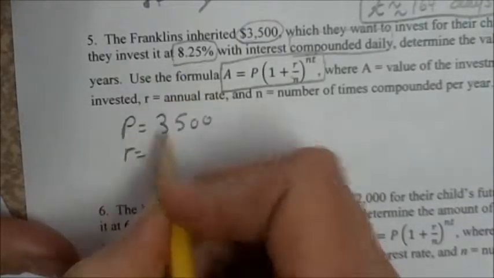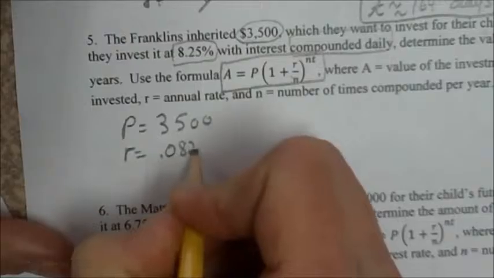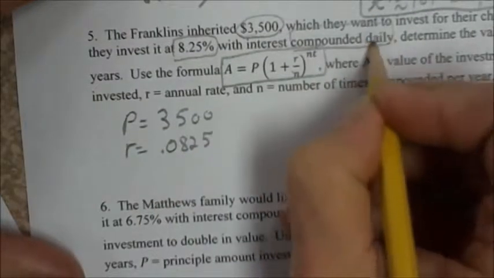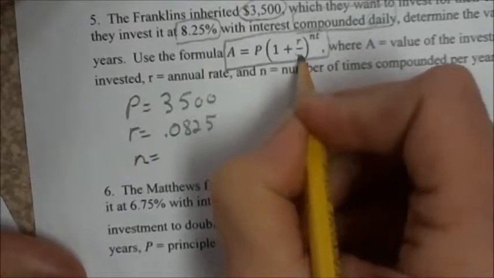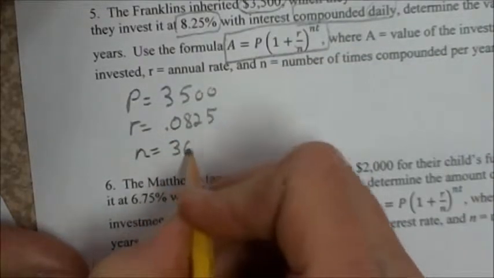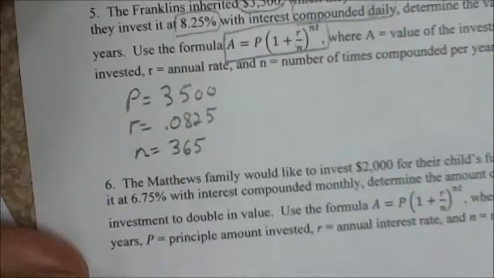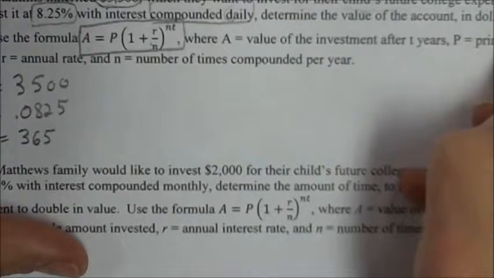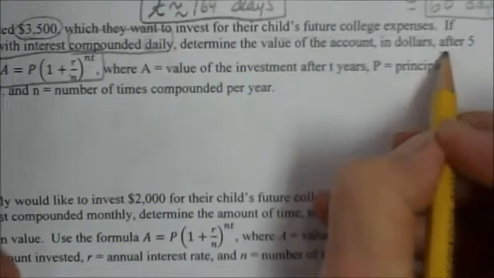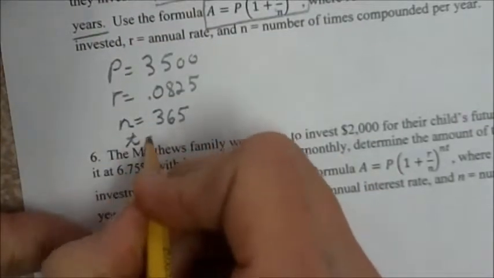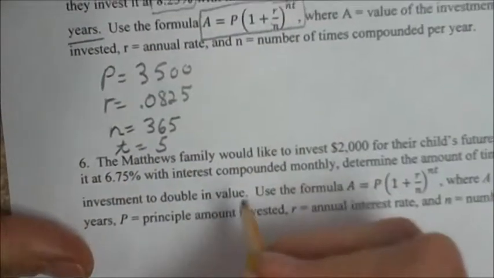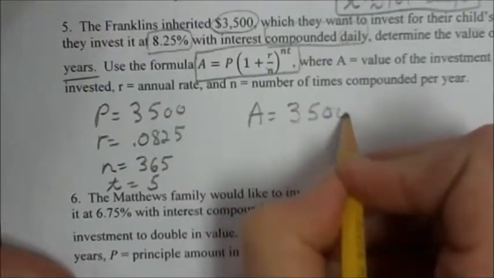The interest rate is 0.0825. Compounded daily means the N value. N is the number of times per year. There are 365 days in a year. And they want to know how much they're going to have after 5 years. So that means the time is equal to 5 years. And you're going to plug those 4 values into this to figure out how much the Franklins will have.